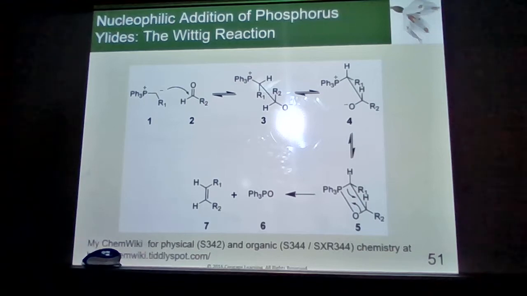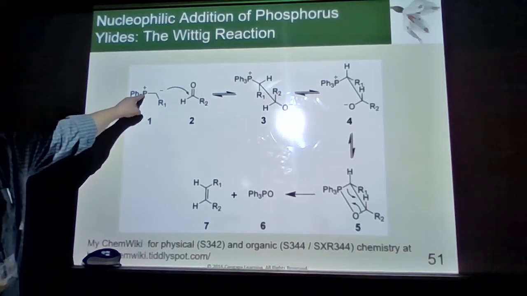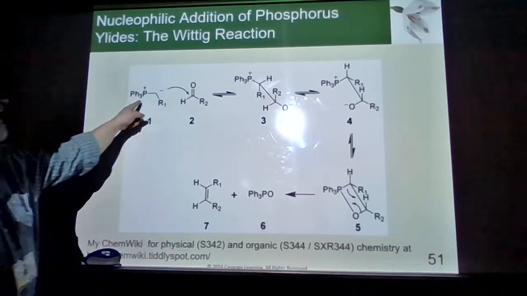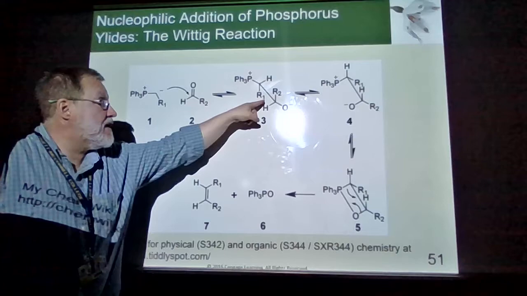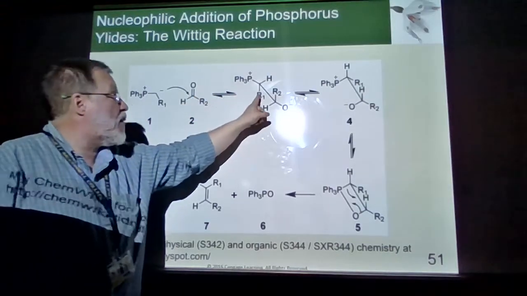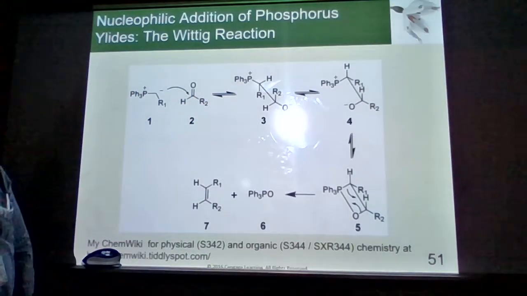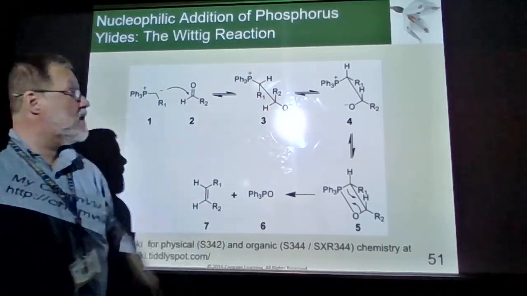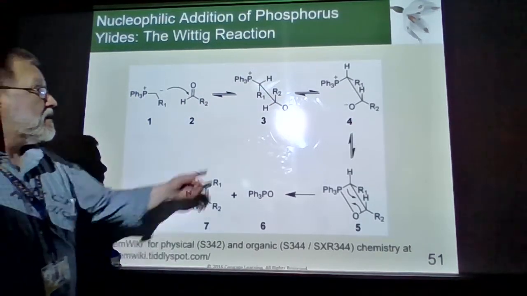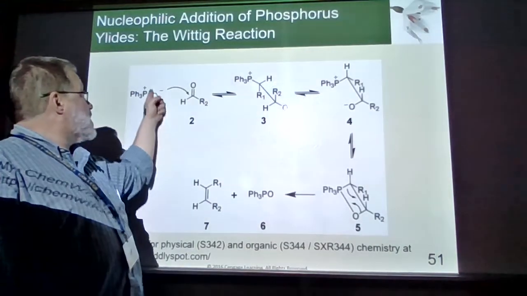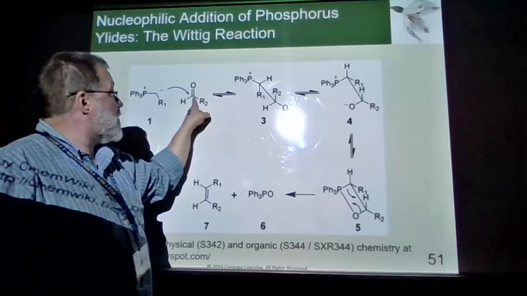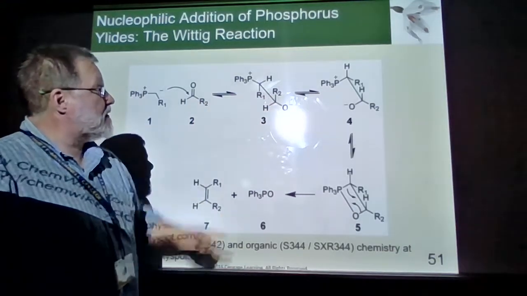This carbanion charge is stabilized by the presence of the positive charge on the phosphorus immediately bonded to it. It acts as a nucleophile, adding to this C double bond O to give you this kind of intermediate. Because this is now a carbon-carbon bond, here is the carbon that was originally the carbanion. There is the carbon of your carbonyl. This is now a single bond.